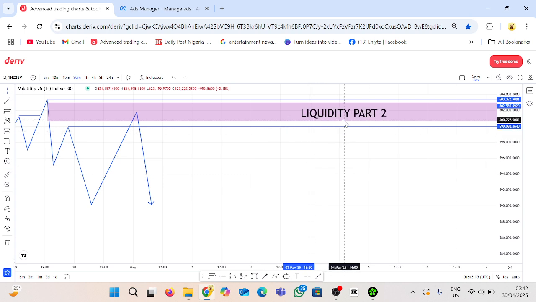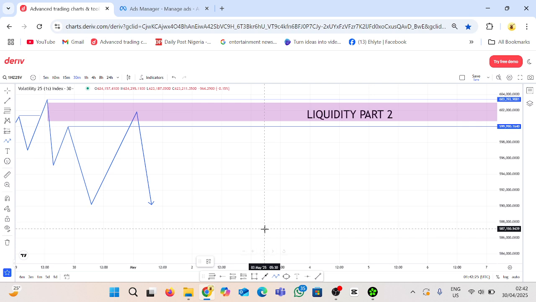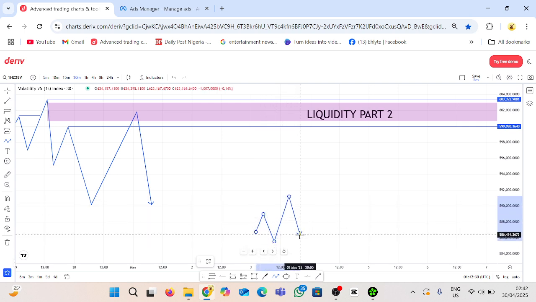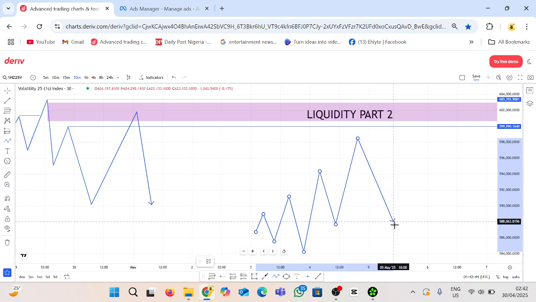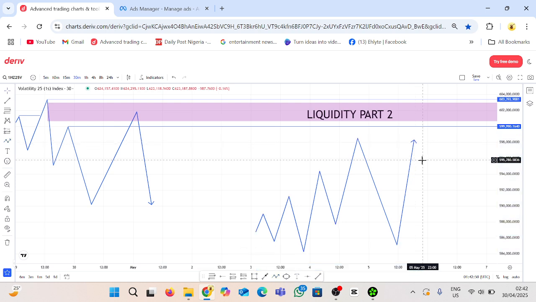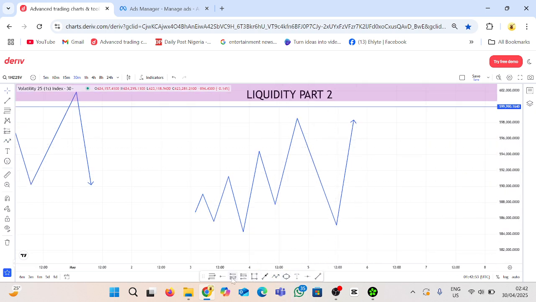The same thing you're going to see when you want to sell. So this is the structure for a sell. You have something like this. The price comes here to take out the liquidity and continues in the direction. So you have something like this. This is your structural liquidity. Right. This is a protected low.